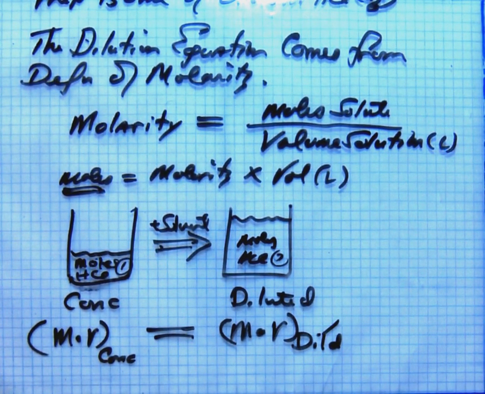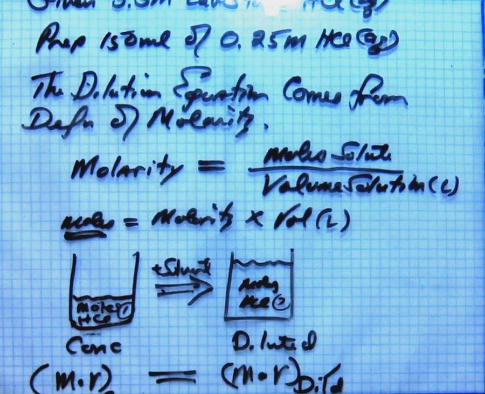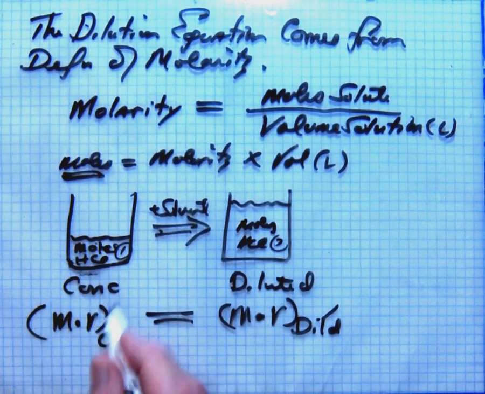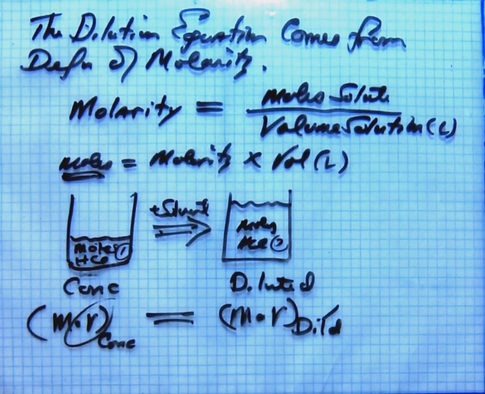As you mentally put together your problem like this at the top here, what you're trying to determine is this number. How much of the concentrate do I need to pull out that I got on the shelf? I know what the concentrate is. It's 3.5. And this is the solution you're going to make. So you have all the numbers except that.